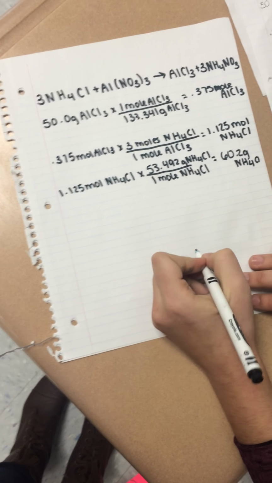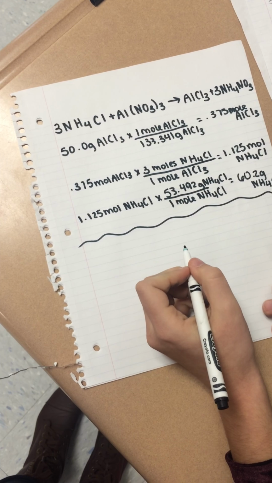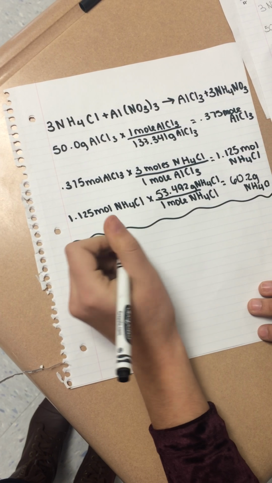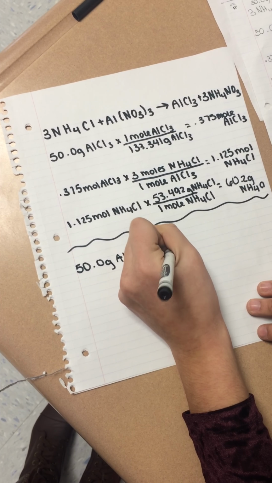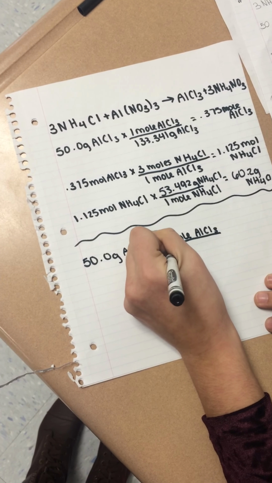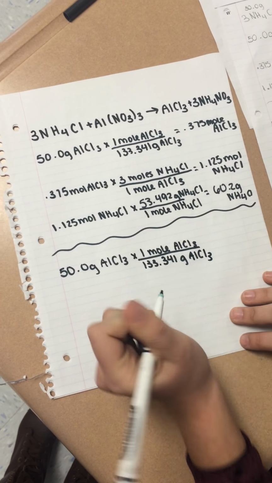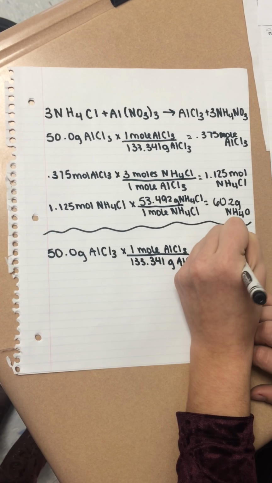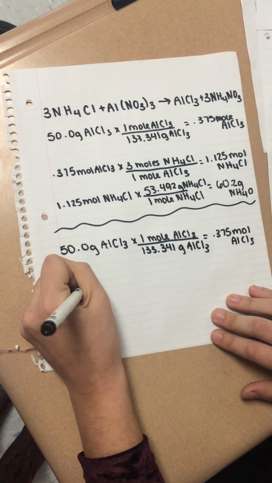And now you need to find the mass of aluminum nitrate. So you use the same equation from before, so you do 50.0 grams of aluminum chloride times 1 mole of aluminum chloride over 133.341 grams of aluminum chloride, so that they cancel out, and you get the same thing as 0.375 moles of aluminum chloride.